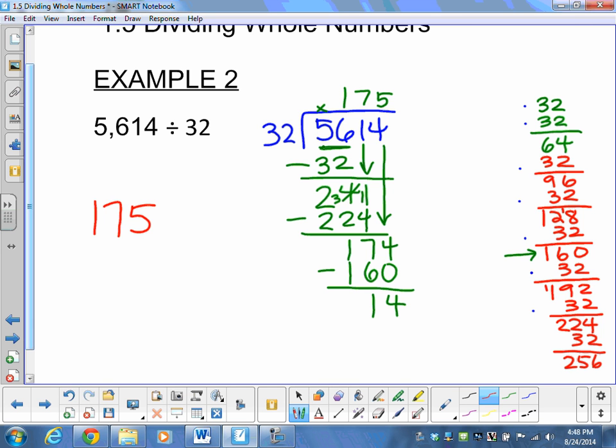And then we're going to make our fraction with 14 over 32. And if you notice, 14 over 32 can simplify. If I divide the fraction numbers both by 2, I'm going to get 7/16. So the answer is 175 and 7/16. That is our final answer for this problem.